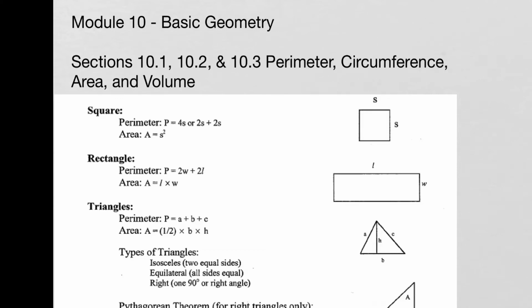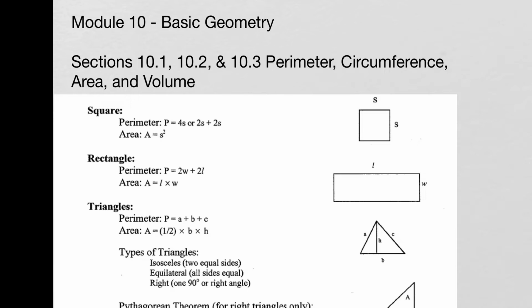So this is the last module that we will work on, and this module is going to be on some basic geometry. So the first few sections are fairly short, so I kind of combine them together. So in this particular lecture video, I want to talk about sections 10.1, 10.2, and 10.3, which deal with the perimeter of geometric objects, the circumference of a circle, the area of geometric objects, and volume. In volume, we're only going to focus on what's called a rectangular solid, which is like a box.